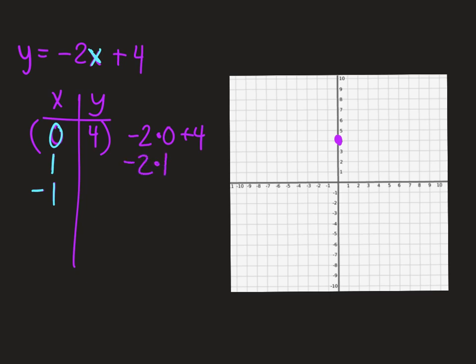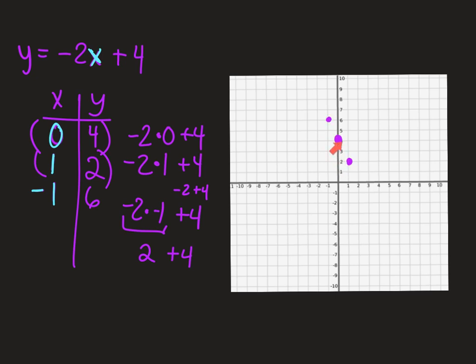-2 times +1 plus 4. Well, this stuff is a -2, and a -2 plus 4 ends up being +2. So there's my next dot. 1, 2. 1, 2 is this purple dot right here. It's like an ordered pair. X, you go sideways 1 and vertically 2. Now I've got -2 times a -1 plus 4. Well, this stuff makes a +2. 2 plus 4 is 6. So I'm going to go to -1 and then up to +6.